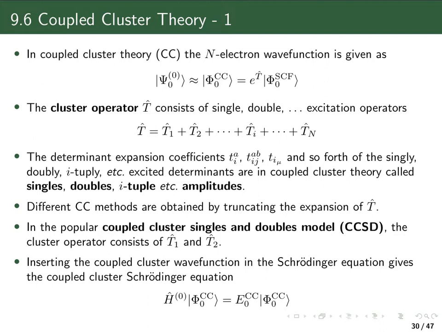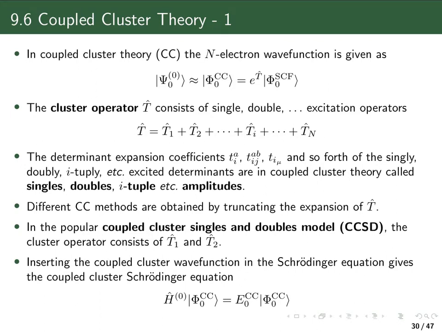Now the expansion coefficients t_i^alpha, t_ij^alpha beta, and so forth, in coupled cluster theory are called singles, doubles amplitudes. So here they are called amplitudes. Different coupled cluster methods are obtained by truncating the expansion of the cluster operator T. If you use the full cluster operator, meaning up to n-tuple excitation, then the coupled cluster wave function actually is the same as the full CI wave function, and therefore the exact wave function in the space of a finite basis set.